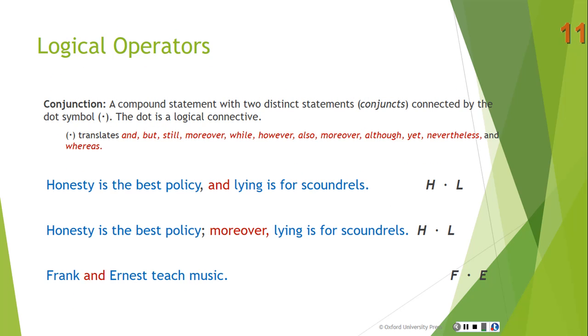Conjunction. How do you translate a conjunction into propositional logic? A conjunction is a compound statement with two distinct statements, we call them conjuncts, connected by the dot symbol. The dot is a logical connective. So it translates things like and, but, still, moreover, while, however, also, etc.